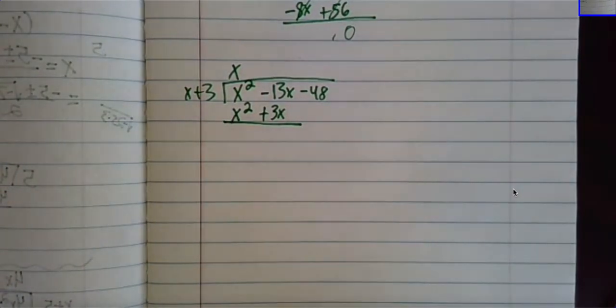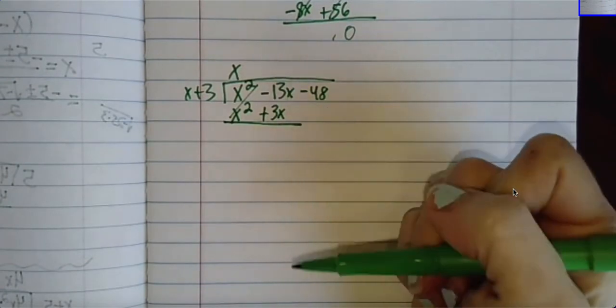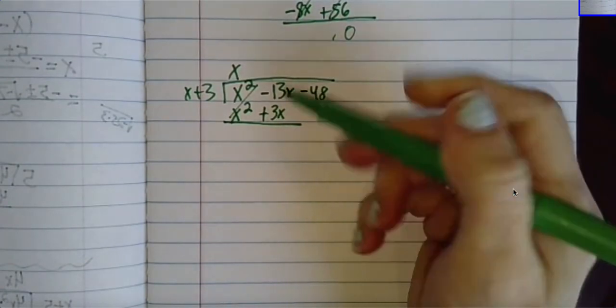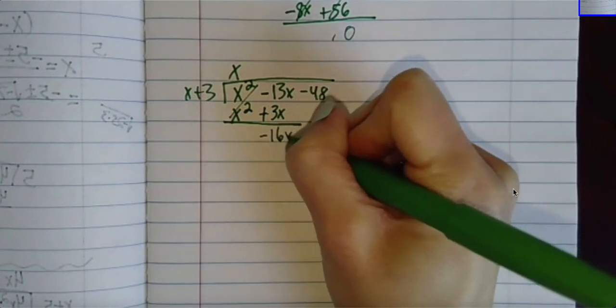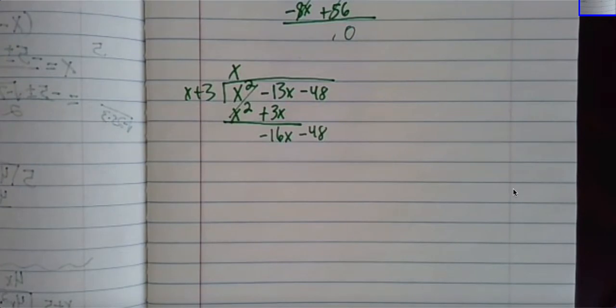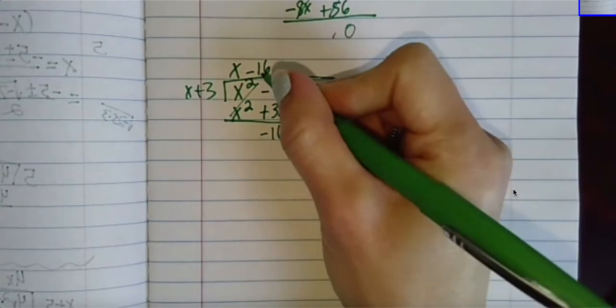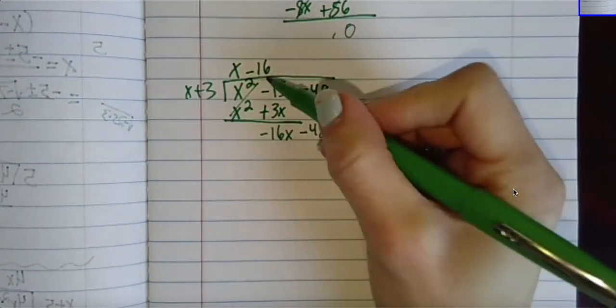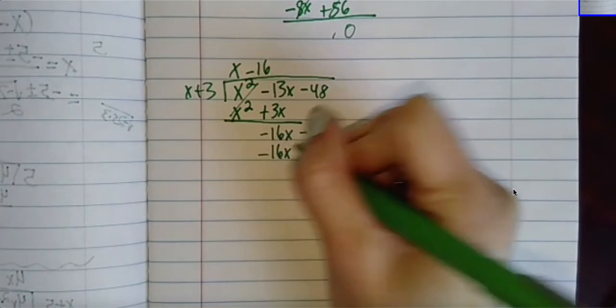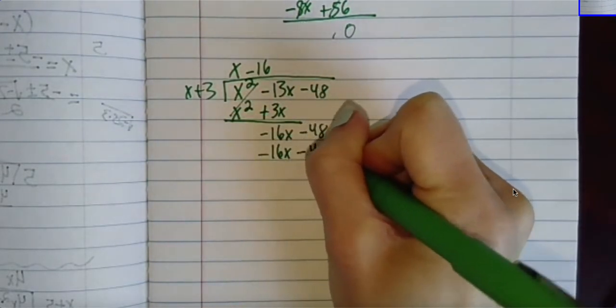Then we subtract out, and negative 13 minus 3 gives negative 16x, and bring down the next one, so it's minus 48. Now, what times x is negative 16x? Negative 16. So then I distribute it to both of those things. Negative 16x, and what's negative 16 times 3? Negative 48.